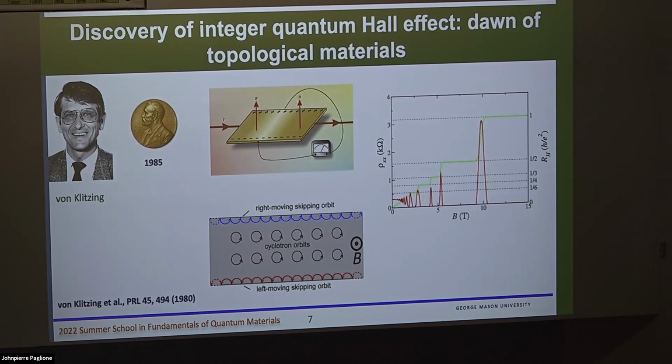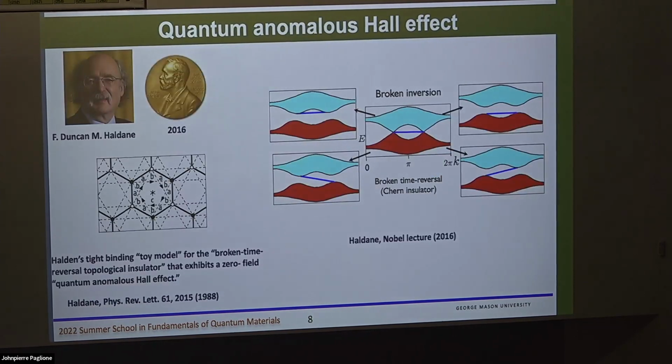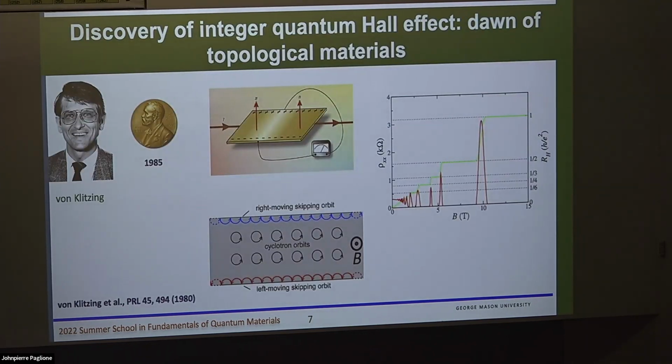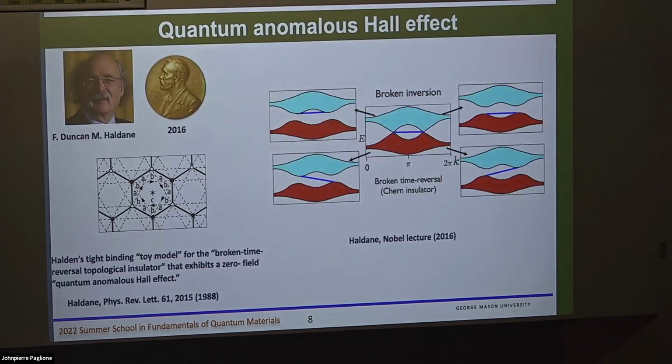Now, when people started thinking about it, one of the things, again, the work that became known by 2016 was Haldane thinking in the sense that, oh, can we get the same effect? Because in this effect, you have to apply a magnetic field in order to quantize the Hall effect. Right? Can it be done without application of a magnetic field? Was something that he was thinking.